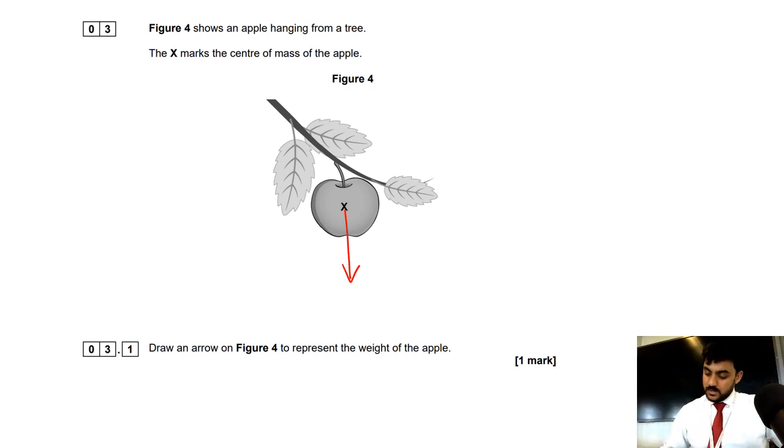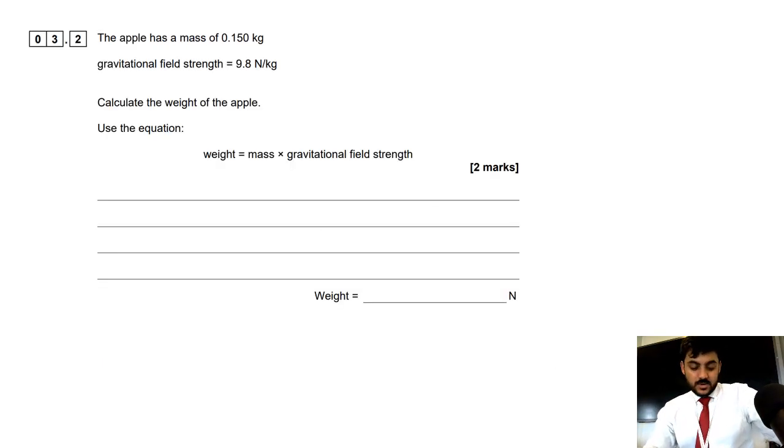Next question. Fantastic, a maths question. The apple has a mass of 0.150 kilograms, gravitational field strength obviously 9.8 newtons per kilogram. Calculate the weight of the apple, and because they're very nice, they've given us the actual equation, and all we have to do is substitute and then compute. So weight equals mass times gravitational field strength.